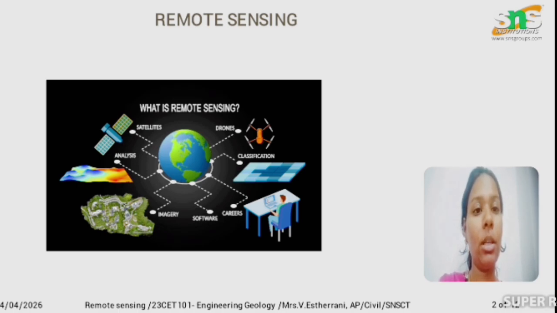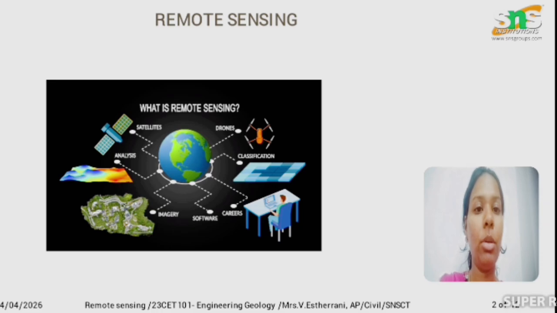The major parts are like this: the first one is the energy source. The energy source is comprised of the atmosphere and the sunlight. Next one is the target. The target is nothing but the object that we are going to analyze. Next one is the sensors.